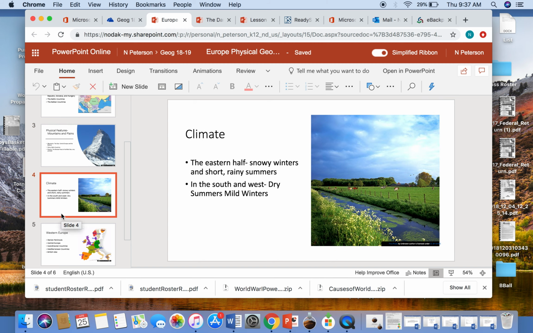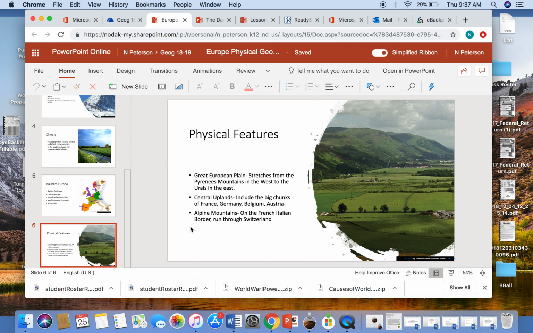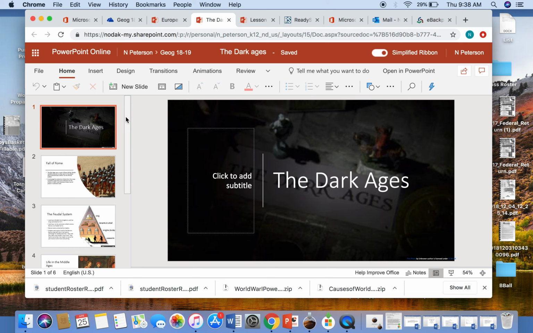The climate, we've already gone through. Eastern half, short rainy summers and snowy winters. And then the south and west, especially, we talked about the Mediterranean Sea. And they have very nice weather in southern Europe. With western Europe, the Iberian Peninsula, I'm not real worried about the actual regions. And then the physical features of Western Europe, like the Great European Plain, the Central Uplands, and really it's the Alps, the Alpine Mountains that I want you to worry about. So that's one that we talked about.